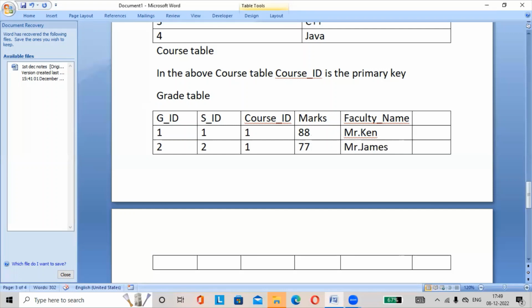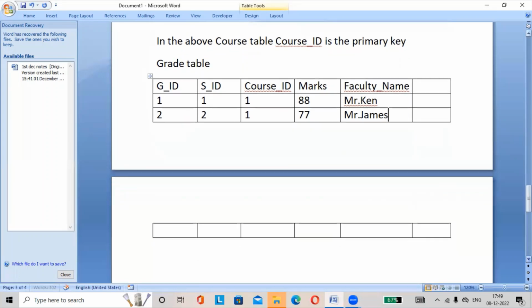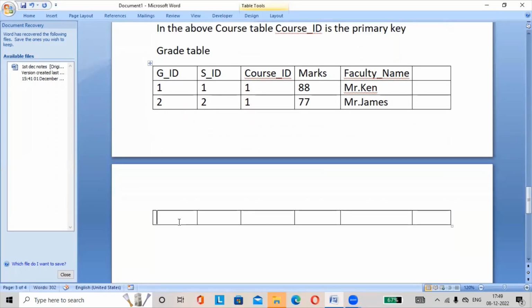So is it clear? The data present in this grade table, is it clear or is there confusion? Clear. See, grade ID is 2. Student ID is 1. Here course ID is 2. He got 78 marks. Faculty is Mr. John.